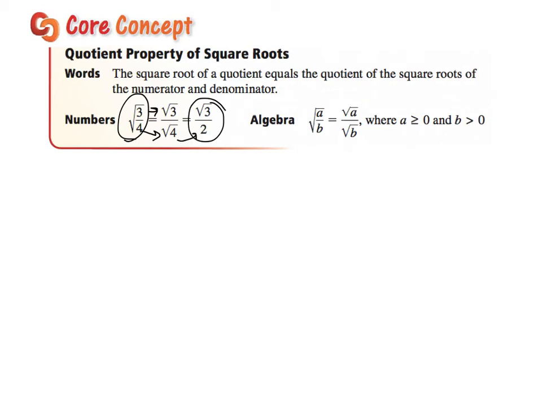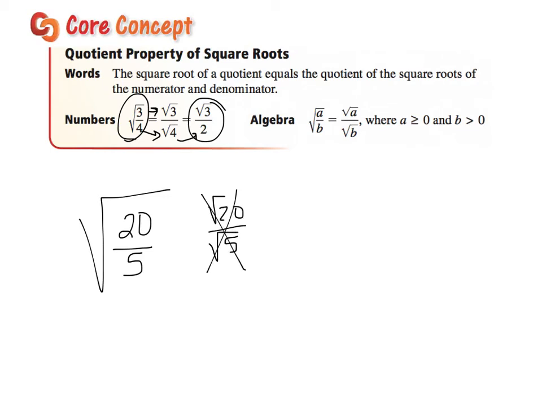Now I'm going to show you two different ways that you can simplify this. If I gave you the square root of 20/5, I could break that up into the square root of 20 divided by the square root of 5. Don't do that. Here's why. If I can simplify that fraction underneath, then simplify it. 20 divided by 5 is the square root of 4, which becomes 2.